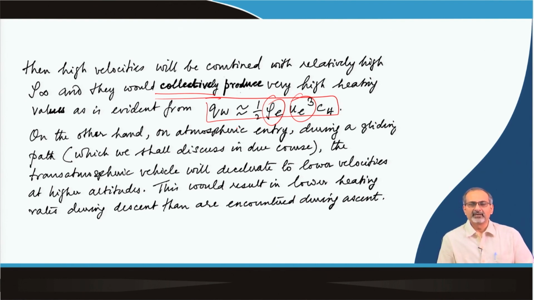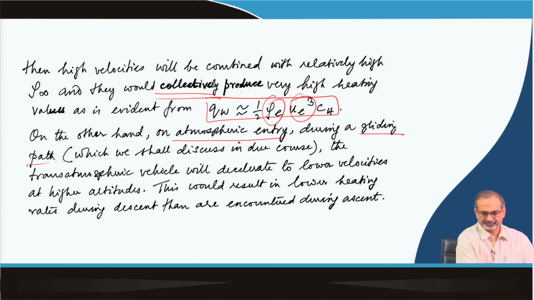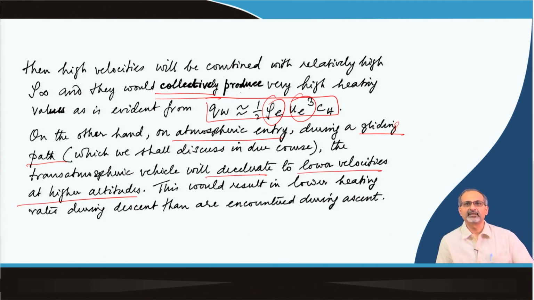On the other hand, when the same vehicle comes for an atmospheric entry back from orbit and it follows a gliding path, we will discuss more of this in a later lecture. The trans-atmospheric vehicle will decelerate to lower velocities at higher altitudes. So, most of the deceleration occurs in that part of the atmosphere where it is less dense, and this basically leads to lower heating rates during descent than this vehicle would encounter during ascent.